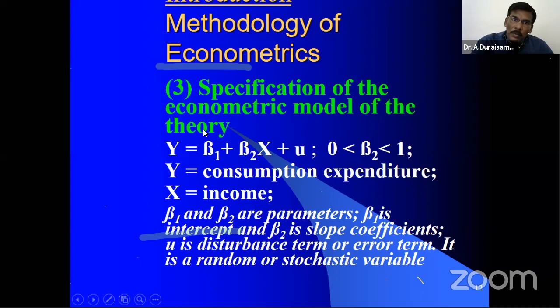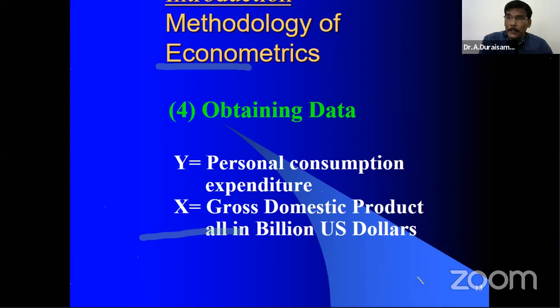A relationship between Y and X, which is inexact, incomplete, but I'm making it a complete one by adding one error term, a stochastic term, a random term. That random term, I don't have the value, but I know that this will be influencing. So in economics, in the study of human behavior, this random component is very, very important, and it disturbs the relationship between Y and X. Hope you understand, right? And to estimate that beta 1 and beta 2, I need data, so I collect data.